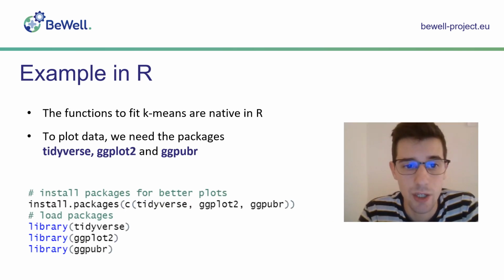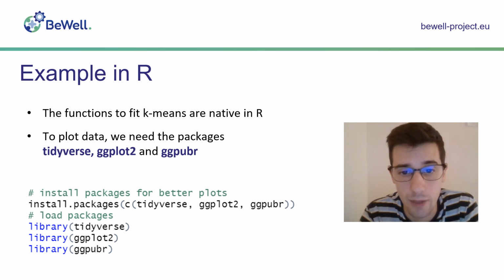The R packages we need to fit a k-means are native in R, which means that we do not need to install any specific package. Nevertheless, to better visualize cluster data, we need a specific library called ggplot2. This is currently the standard to produce nice-looking plots. It also requires the installation of two additional libraries, tidyverse and ggpubr. Have in mind that these are very important and large libraries, and their installation may require a long time.